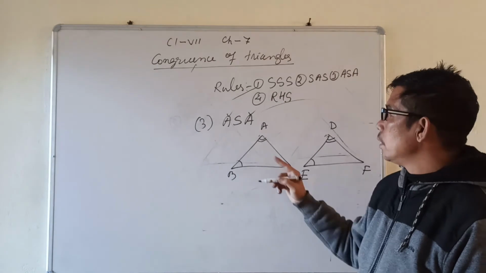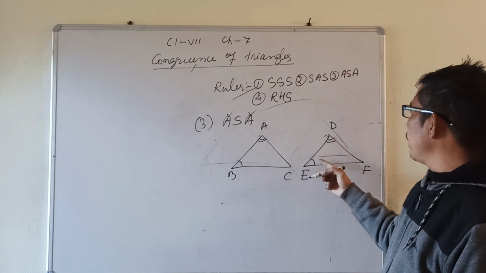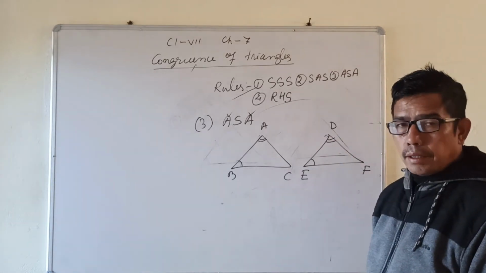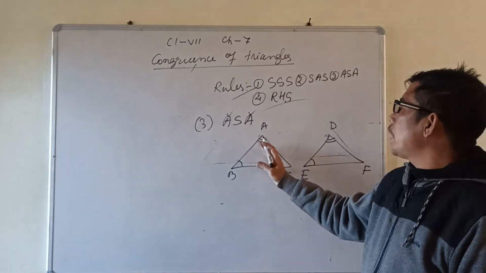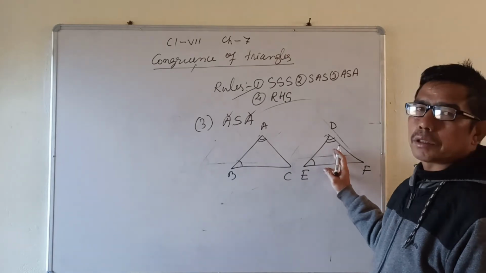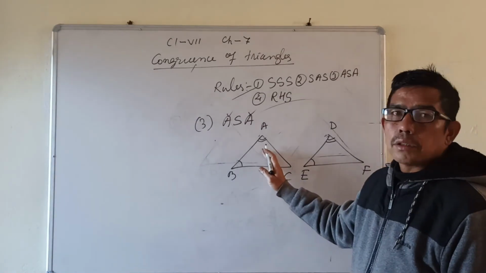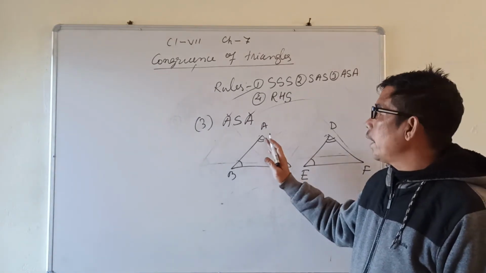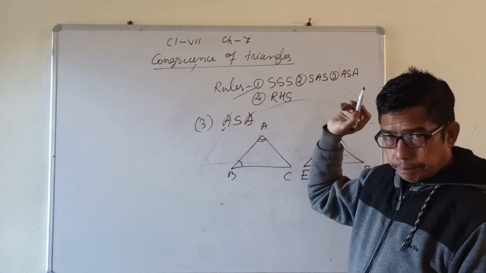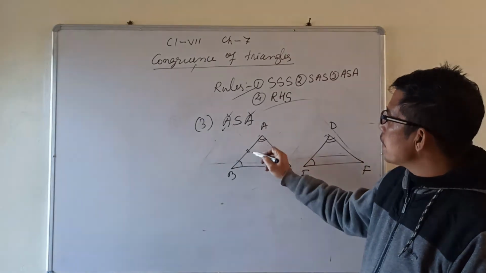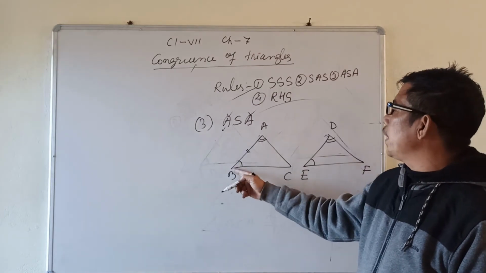Then one more side of the first triangle should be equal to one more side of the other triangle. Then the question is, which side? According to this rule, which side will be taken from this and which side from this? That is what is more important. The side should be taken such that at the ends of the side, these two angles are there. See here, AB is the side at whose ends the two angles lie.